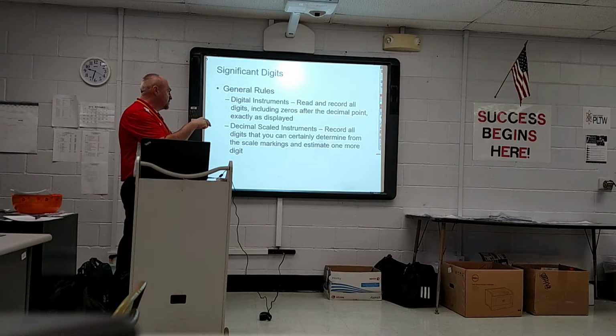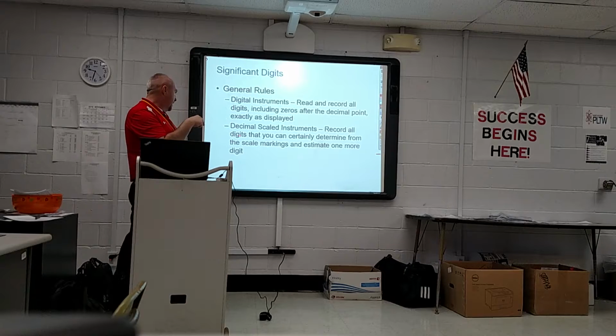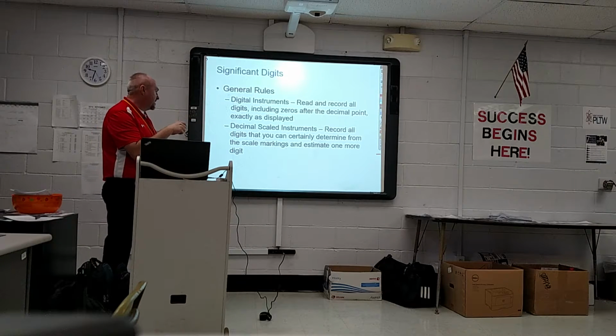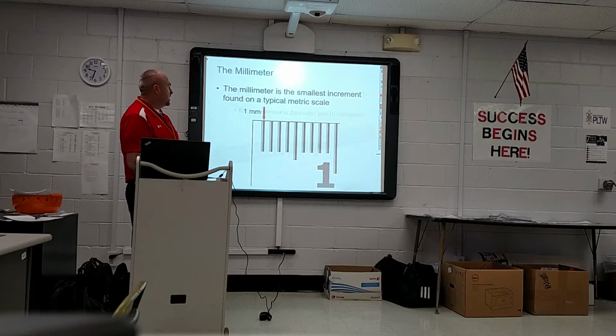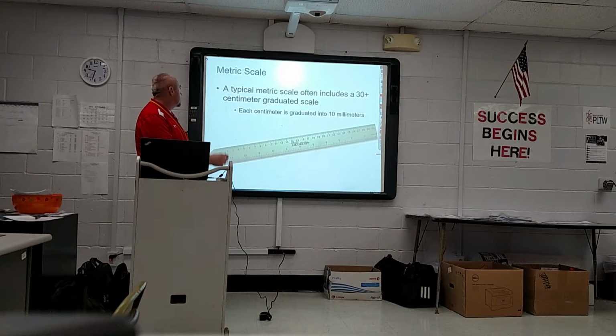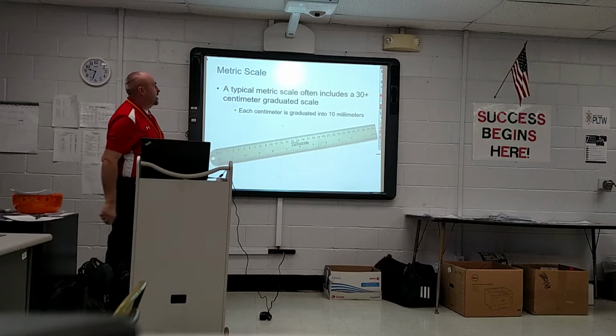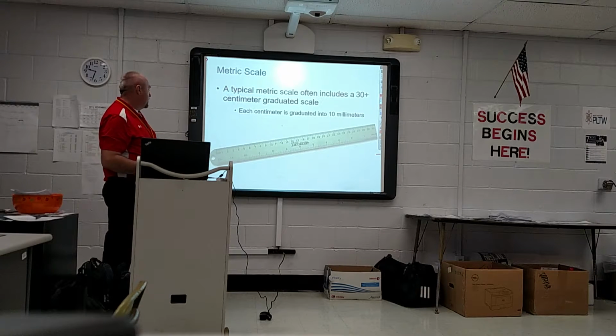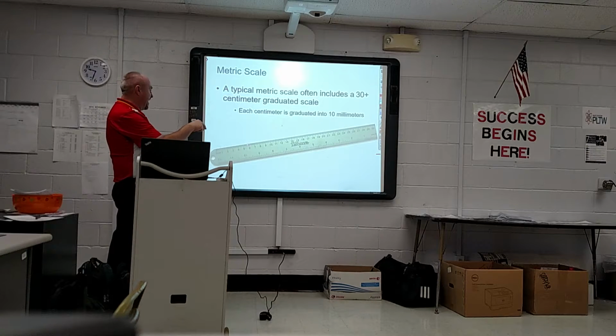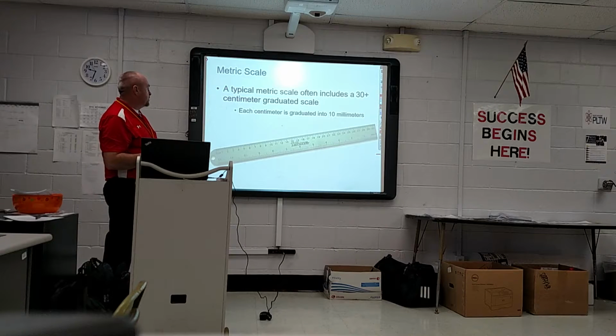When you think about decimal scaled instruments, you want to record all digits that you can certainly determine from the scale markings, and then you want to estimate one more digit. Again, we'll look at an example of that in just a moment. A typical metric scale often includes a 30+ centimeter graduated scale. When I say graduated scale, what that means is that it's broken down into increments, and we'll talk about that in more depth in just a moment.